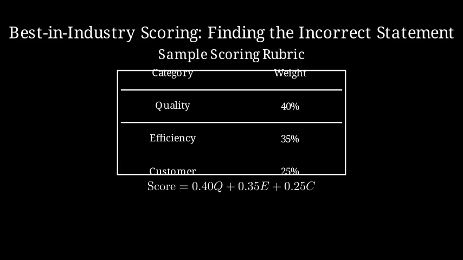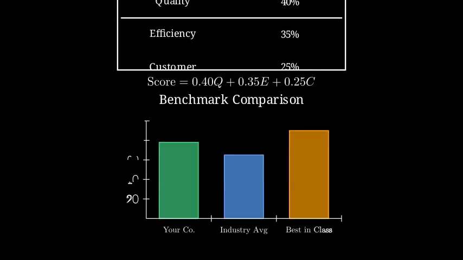Second, many best in industry standards are relative, not absolute. That means your score is compared to a peer group or industry benchmark. A statement that says, your score is based only on your internal numbers with no comparison to others, is often incorrect if the standard is benchmark-based. Let's visualize that idea using a simple comparison bar chart.